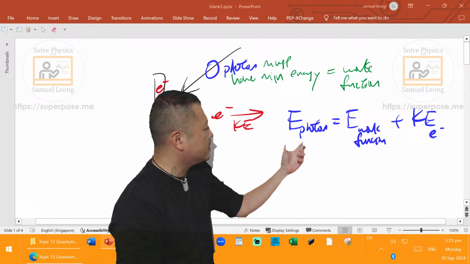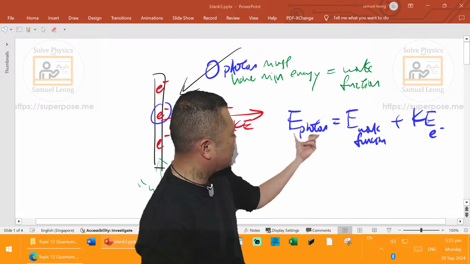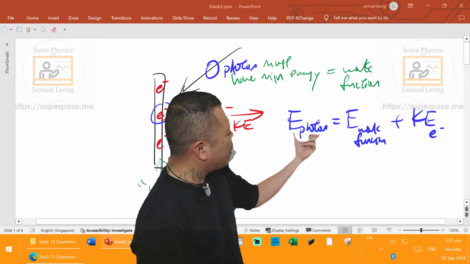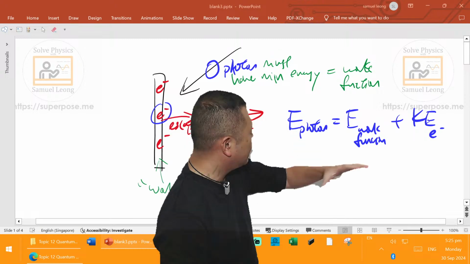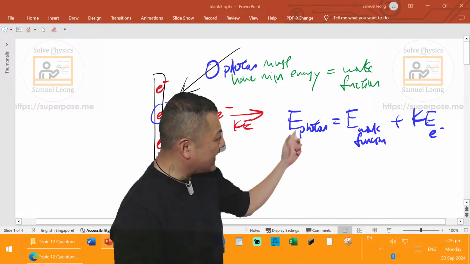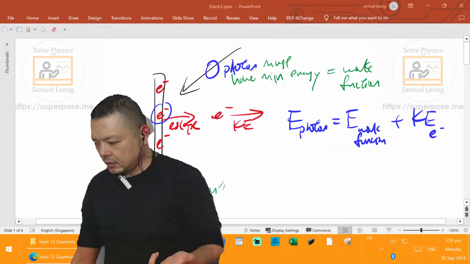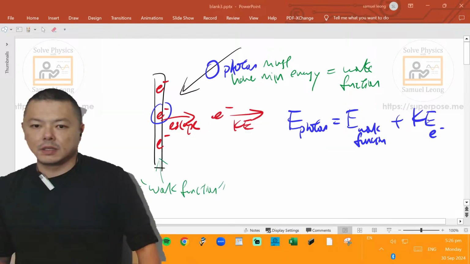If your photon does not have enough energy even to meet the work function, then there's no talk about the Ke, right? So the Ke is whatever surplus. If you just meet the work function only, then you have no Ke coming out. Okay, so far? All right, good.